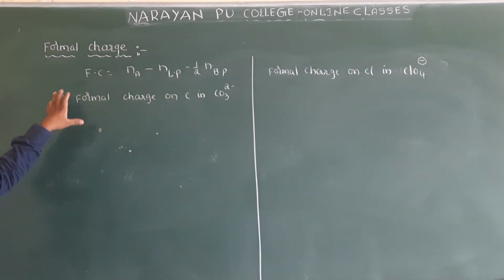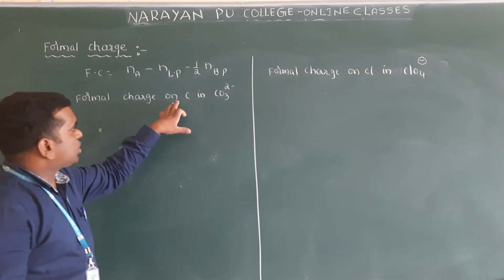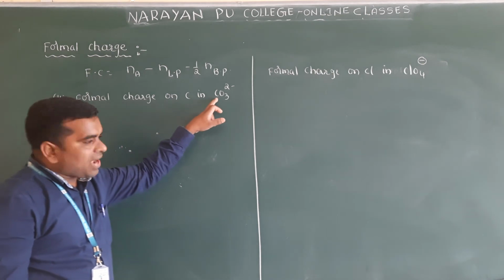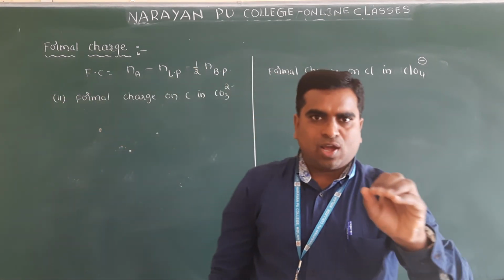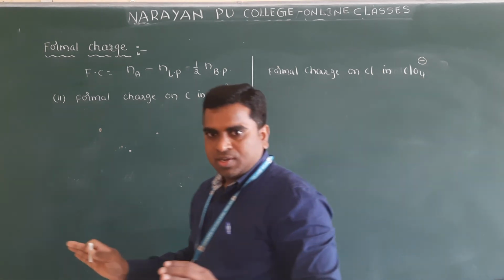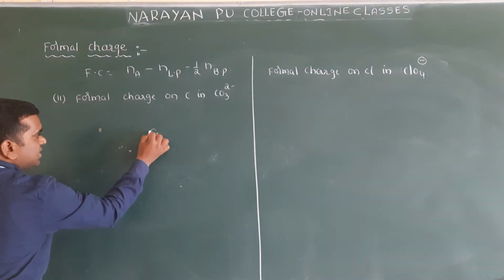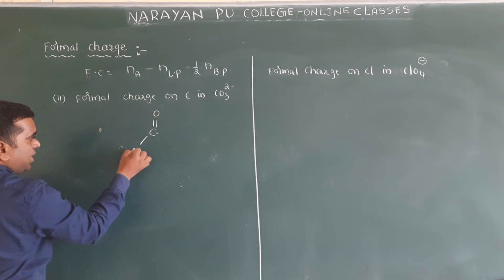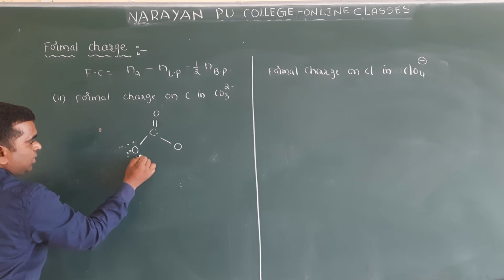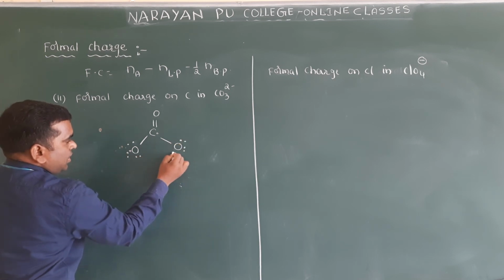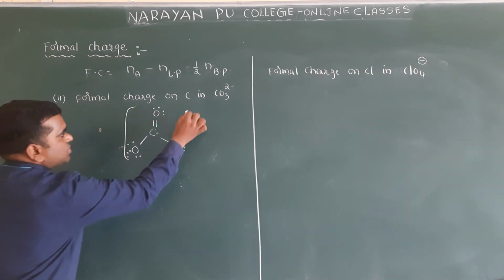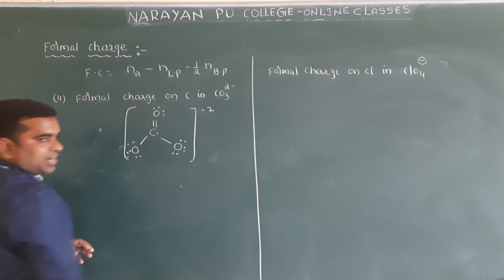So here they have given one question: calculate the formal charge on carbon in CO3 2 minus ion. I have already written the CO3 2 minus ion Lewis dot structure, so I will write the structure here directly. This is the carbon, oxygen and oxygen, and here 3 lone pairs of electrons, and this oxygen will have 2 lone pairs of electrons. This is minus 2. You have already written it. Clear?